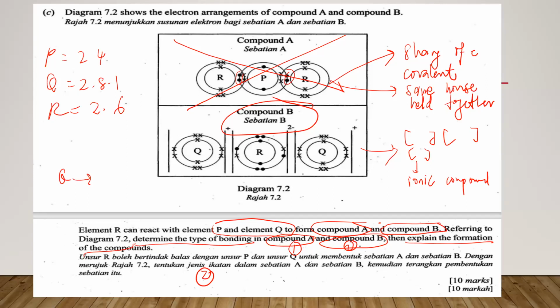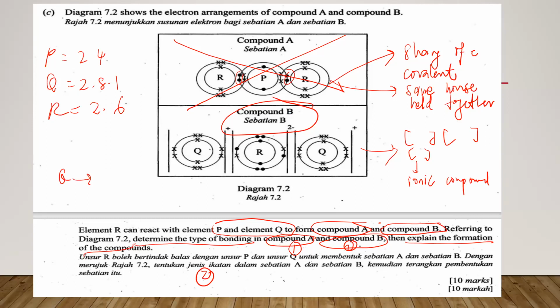Atom Q is done already, now atom R. Atom R is receiving 2 electrons to achieve stable octet electron arrangement to form R2 minus.